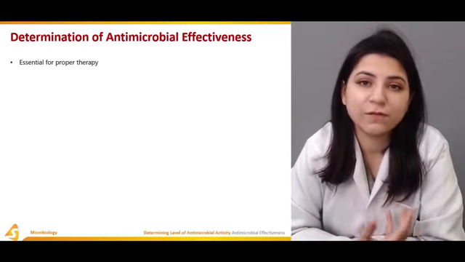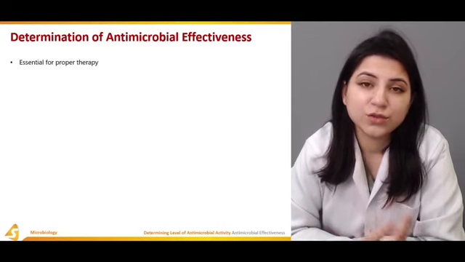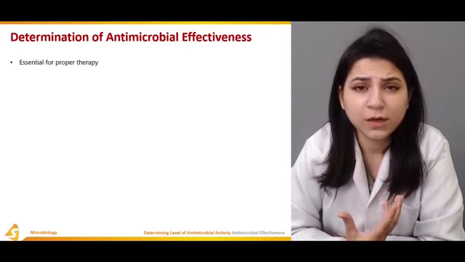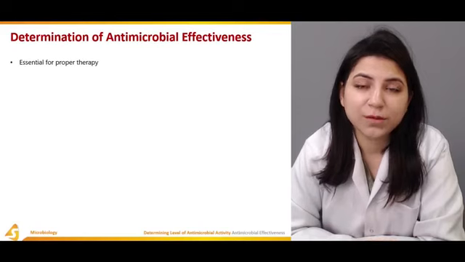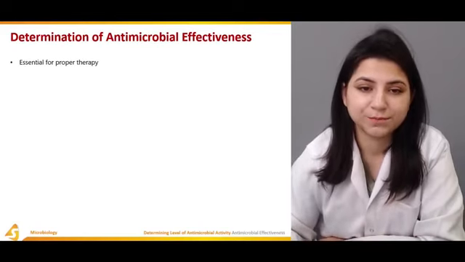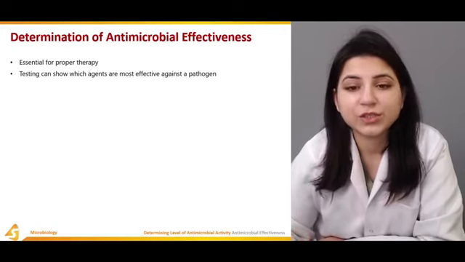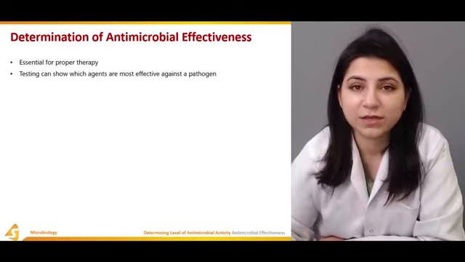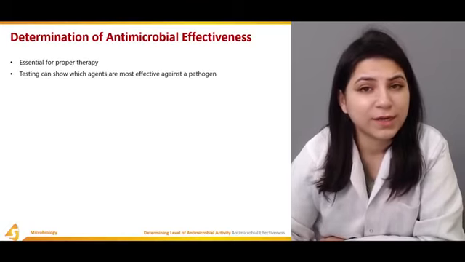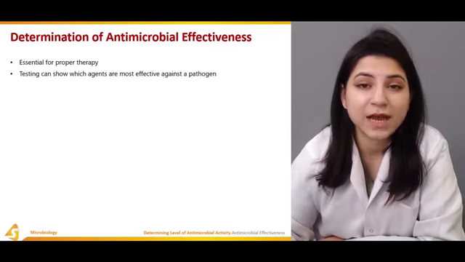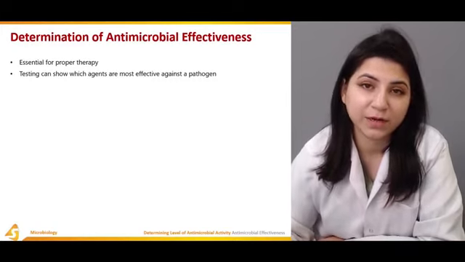And so it's essential for the proper therapy of a person to know the exact amount that is ideal, and that can actually stop the growth of bacteria without damaging the cells. So the testing that we usually apply to check the antimicrobial agent effectiveness can show which agents are most effective against a pathogen. As I've said earlier, there are certain pathogens that can be readily killed or their growth can be readily stopped by using an antimicrobial agent, but there are others that can be resistant to it and can resist even a high dosage of that particular antimicrobial agent.